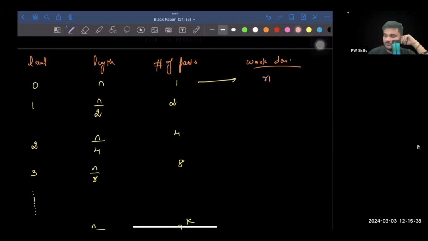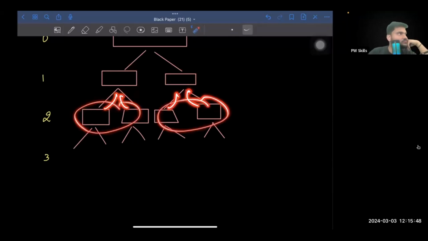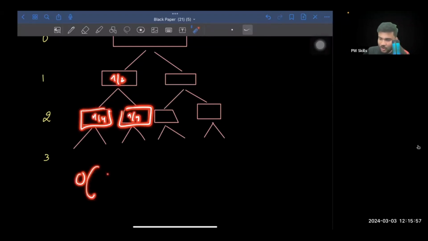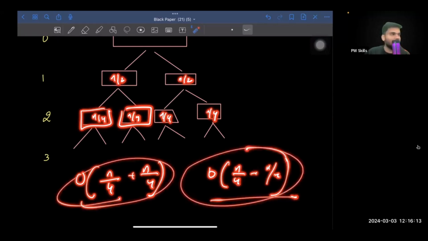Okay. Now, to get these two arrays of length n by 2 and n by 2, you will be merging arrays of length n by 4. How much work done will be there? To merge two arrays of length n by 4 to get an array of length n by 2, it will be order of n by 4 plus n by 4. And here also, to get an array of length n by 2, it will be order of n by 4 plus n by 4. So order of n by 4 plus n by 4 plus order of n by 4 plus n by 4 will be order of n.